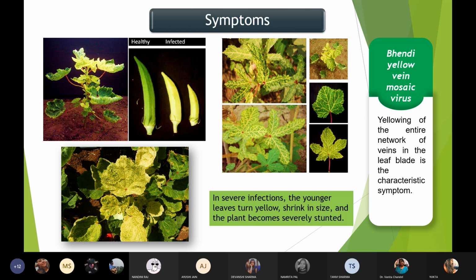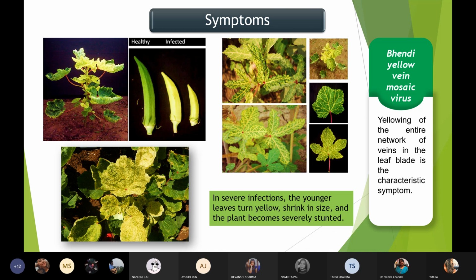Now I will start with symptoms of Begomovirus. The first is the Bhindi yellow vein mosaic virus. In this, yellowing of the entire network of veins in the leaf blade is the characteristic symptom. In severe infections, the younger leaves turn yellow and become reduced in size, and the plant is highly stunted.